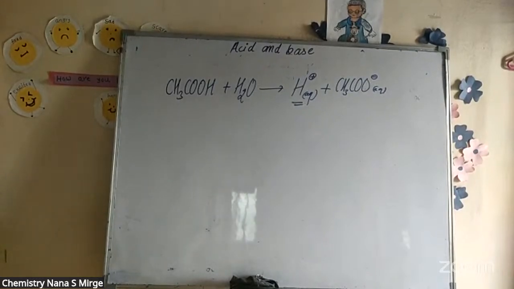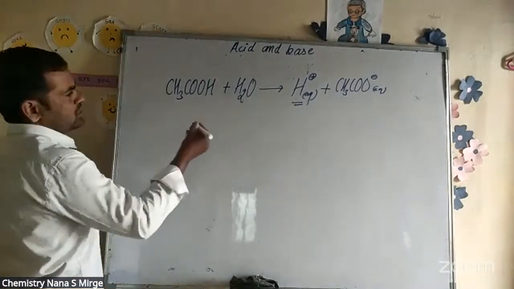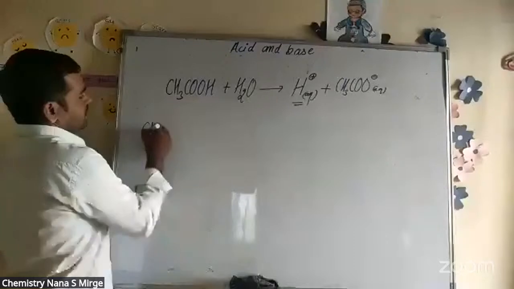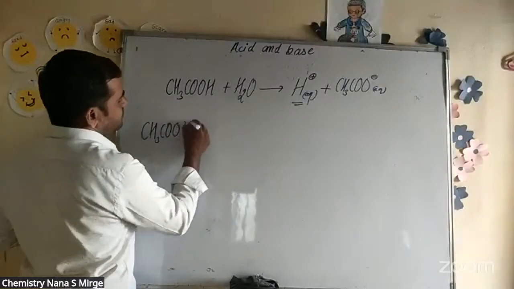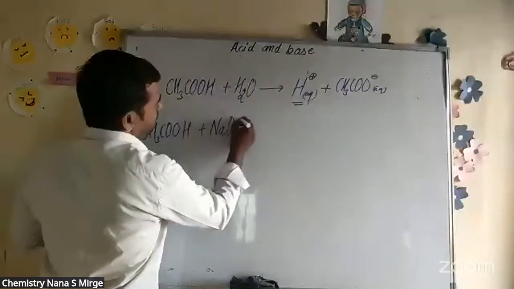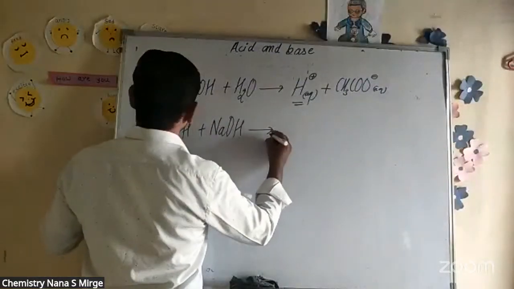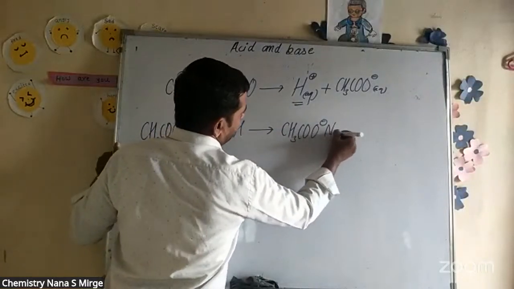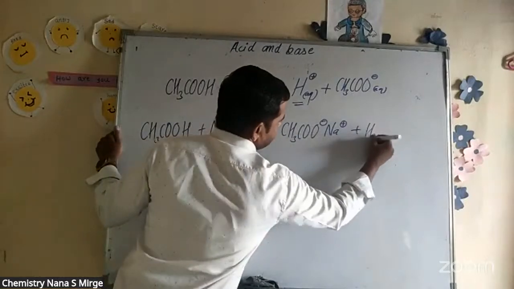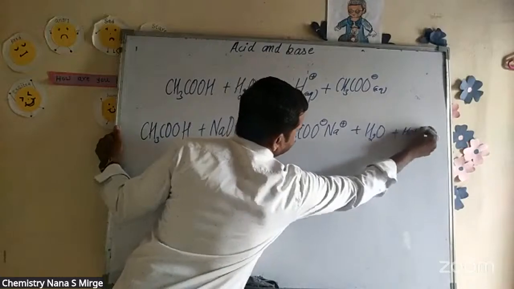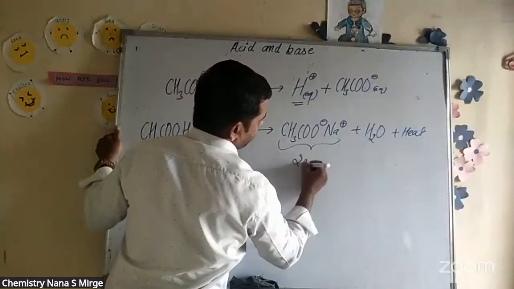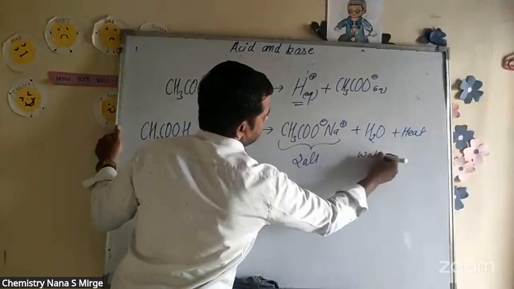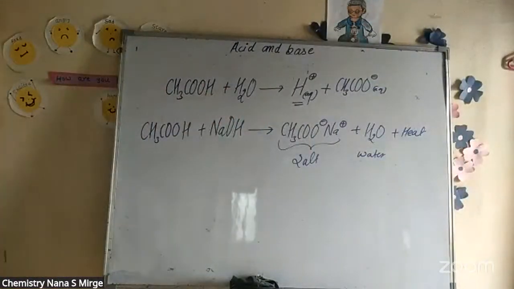Okay, suppose in an acid-base reaction, what happens? Suppose this acid reacts with a strong base, NaOH. It forms CH3COO negative and Na positive, and water is liberated along with heat. That is a salt. So CH3COOH reacts with NaOH and CH3COONa, salt, and water are formed.